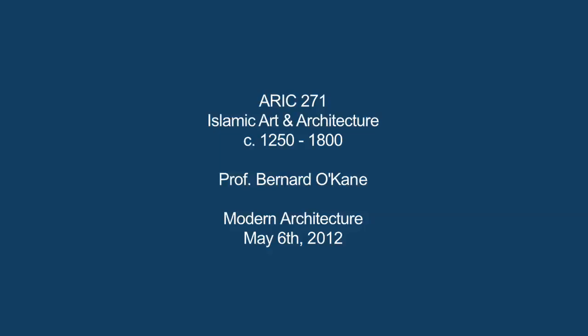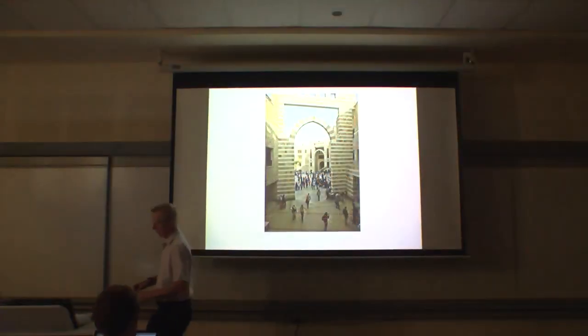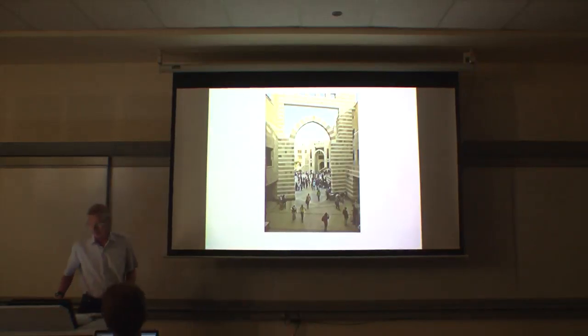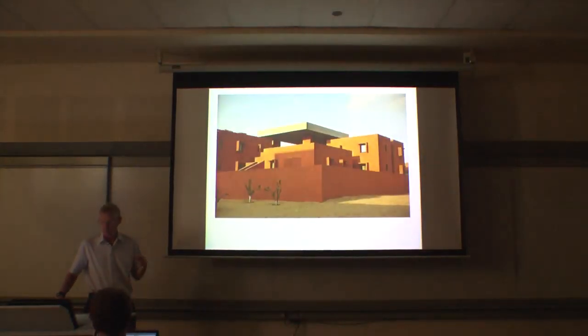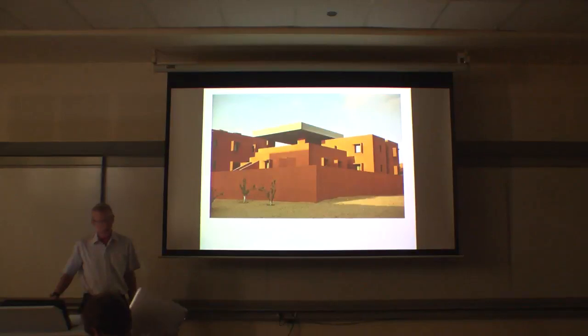Okay, we've been looking at Neo-Mamluk architecture in the last class, among other styles. Some of the other styles on the campus were certainly not Neo-Mamluk, like Legoretto's. So we'll look for the rest of the class at some examples of modern Islamic architecture, see what's happening.